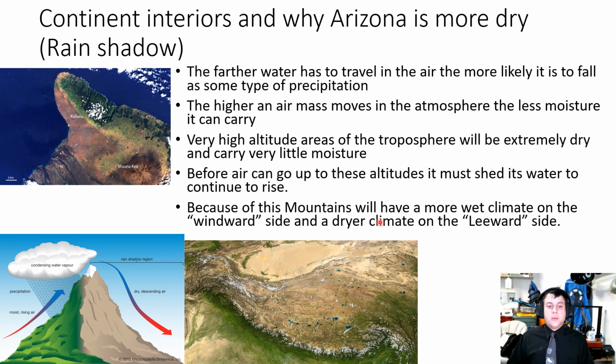So because of this, mountains will have a wet climate on the windward side, and that's the side that gets the most rain, and a drier climate on the leeward side. It's called a rain shadow, and you can see it on satellite images. You can see it all over the world, and heck, you guys live in a rain shadow right now. We're down here in the valley. We've got mountains on all sides.